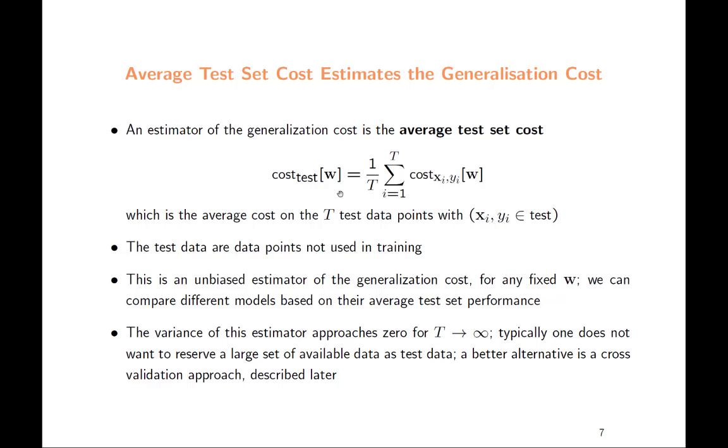If we do too much testing, then at some point you might just by chance hit the test data and pick the wrong model again. The variance or the uncertainty in this estimator goes to 0 if the number of data points in the test set goes to infinity. Typically, you don't want to reserve a large set of available data as test data because you rather use them as training data. A better alternative is cross-validation, which we describe a little bit later.